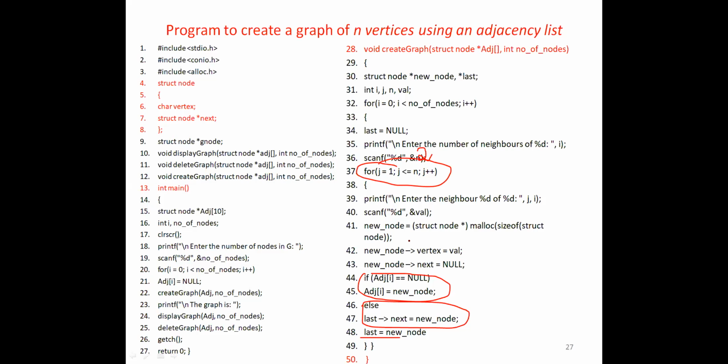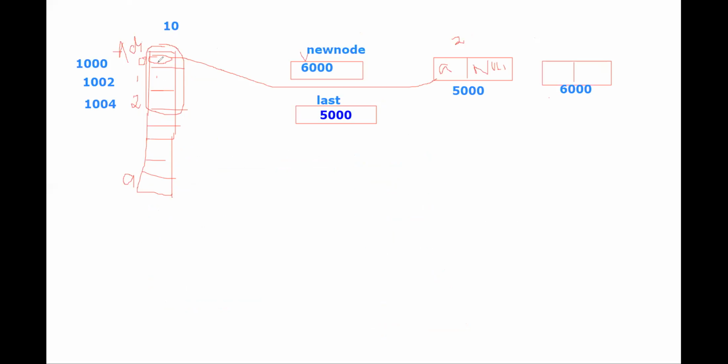So when you go for the second time, what happens? This if will not work. Why? Because adjacent of i is equal to null? No, it is not equal. Some value is already there, it was 5000. So it is not equal to null. It will go directly to the else part.